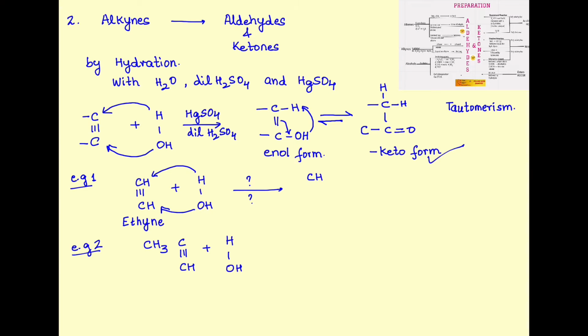So I'll have over here CH2 double bond CHOH, right? Again, how will you show it? The hydrogen goes here. So this changes into CH3CHO, and we get the first product over here, which is ethanal or acetaldehyde.